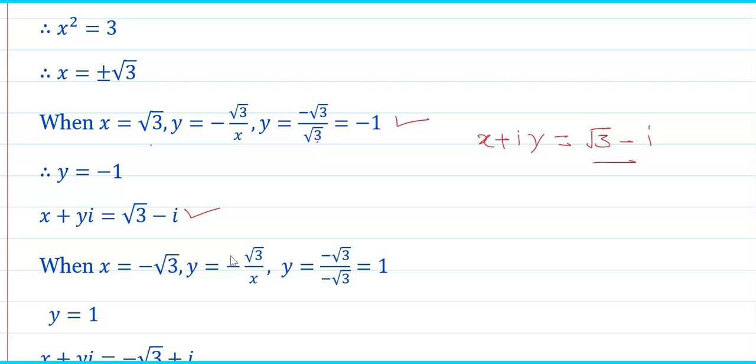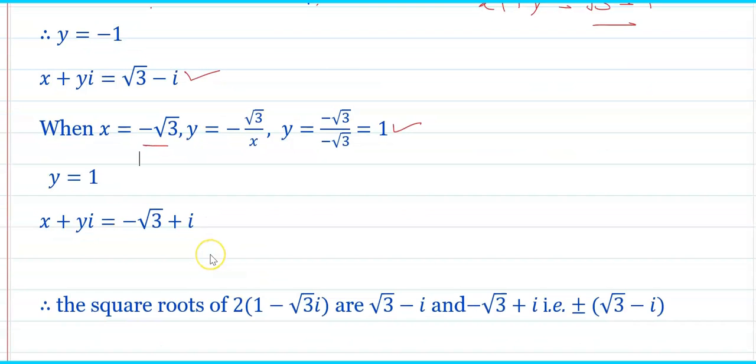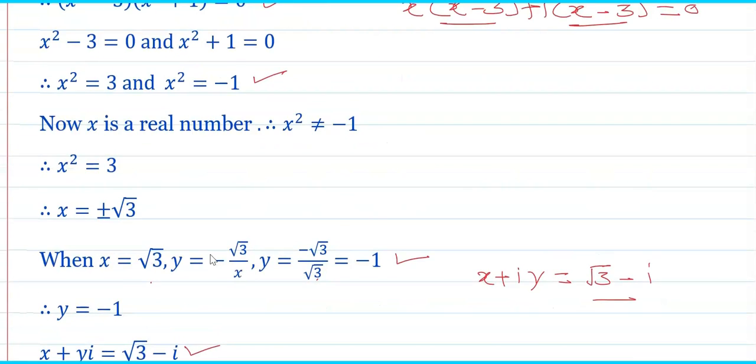Next is x is equal to minus root 3, y is equal to minus root 3 upon x, and the value of x is minus root 3. Minus minus will become plus, y is equal to 1, x is equal to minus root 3, and hence the roots are x plus yi, the x is minus root 3, y is 1, that is i, and hence the roots of square root of 2 in bracket 1 minus root 3 i are root 3 minus i and minus root 3 plus i, that is plus or minus root 3 minus i. In this way, we have completed the first question.